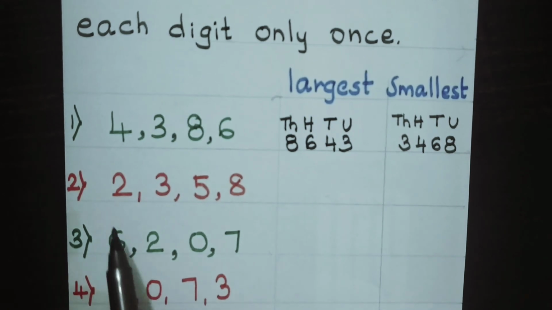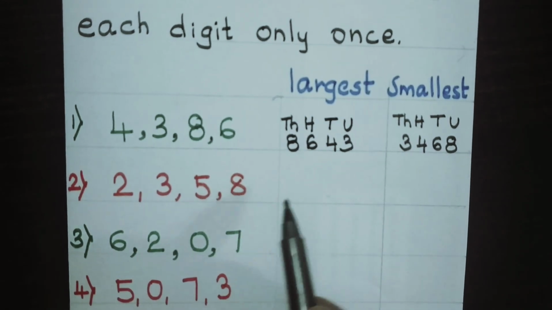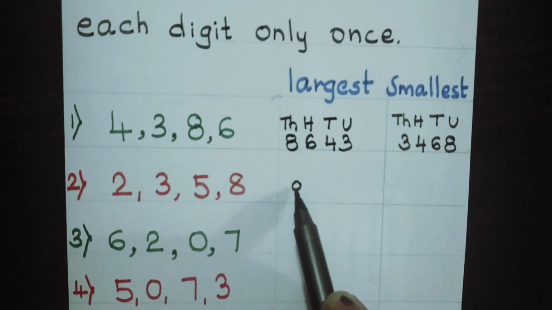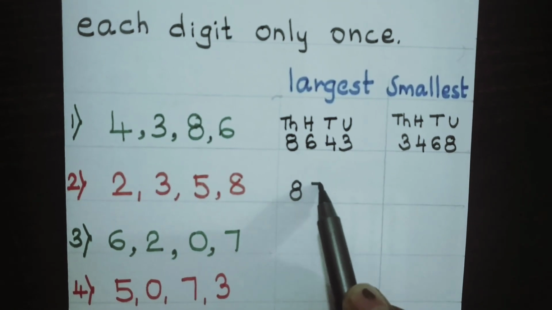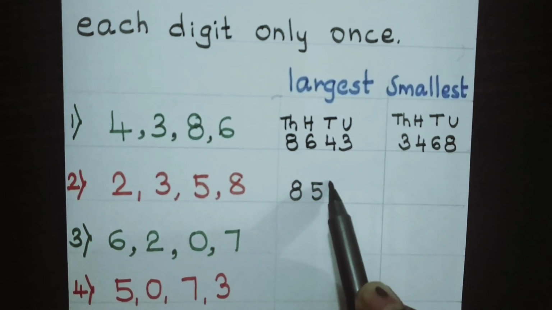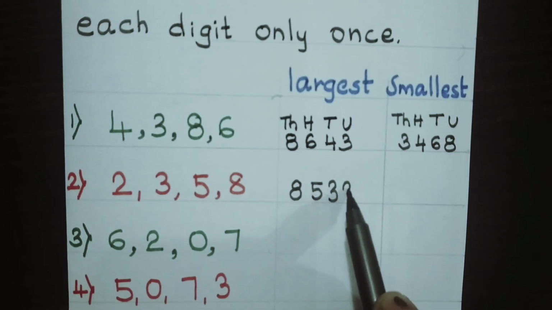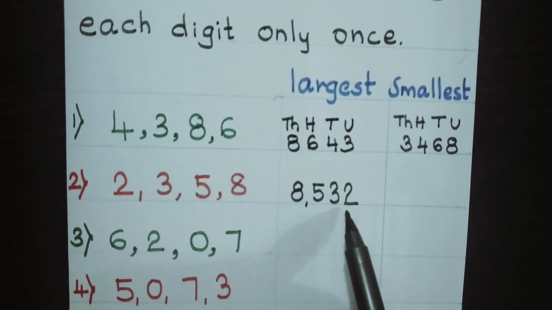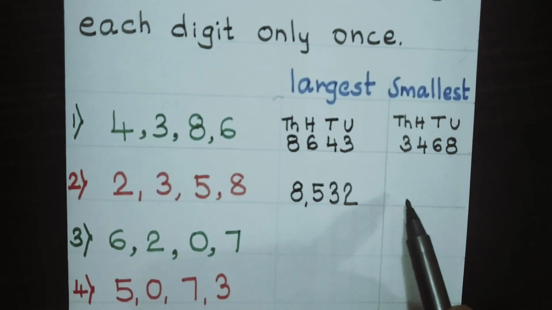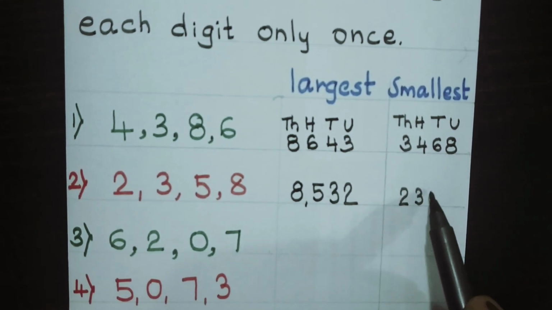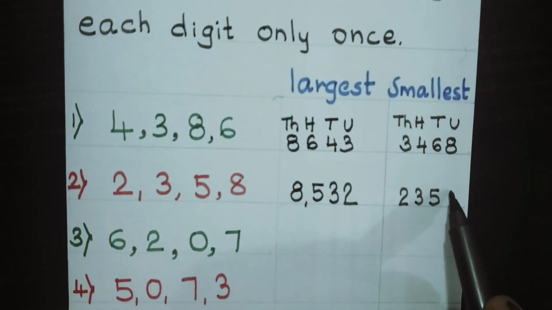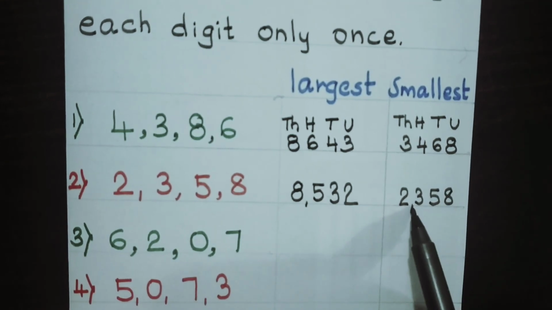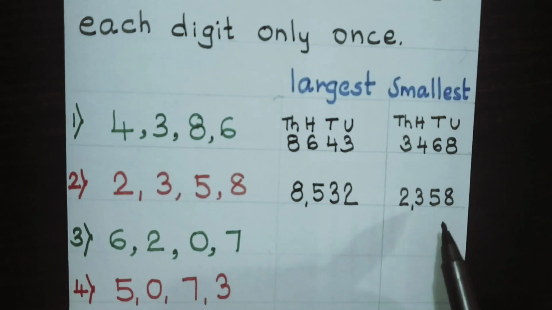Similarly, you can make with these numbers also. Largest number. So first you'll write 8, then 5, then 3, then 2. 8532 is the largest number. And smallest number, 2 first, you'll write 3, 5, 8. 2358 is the smallest number.